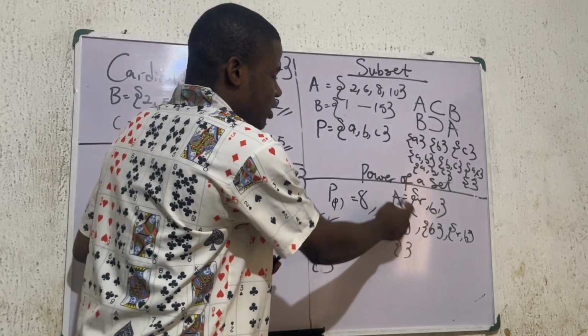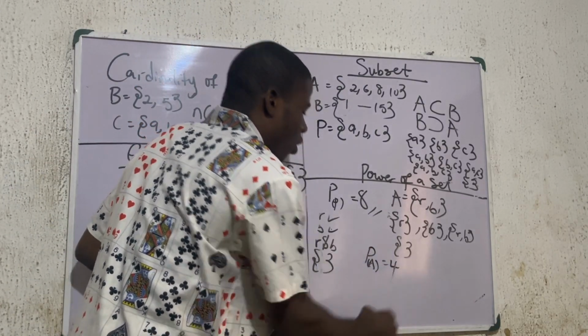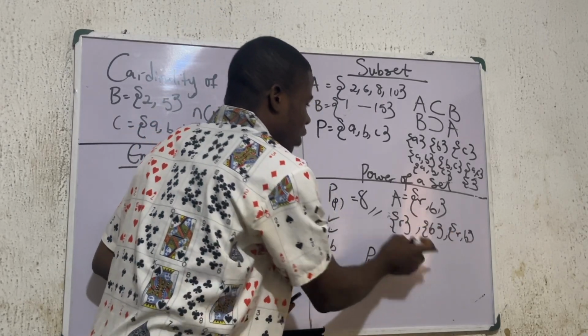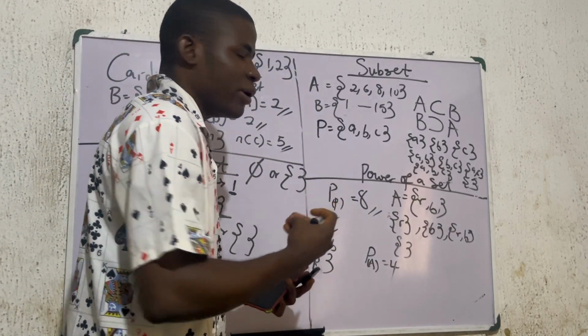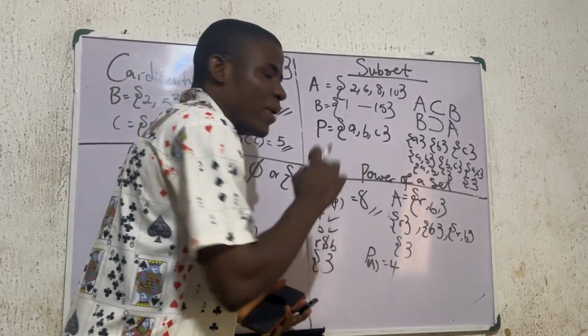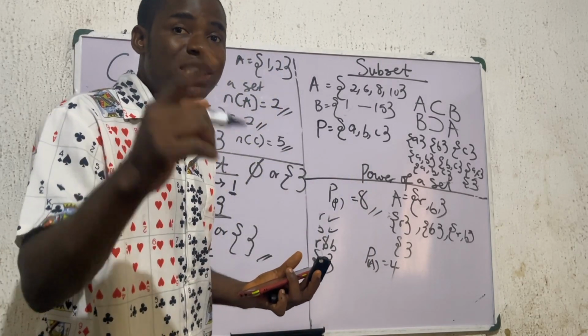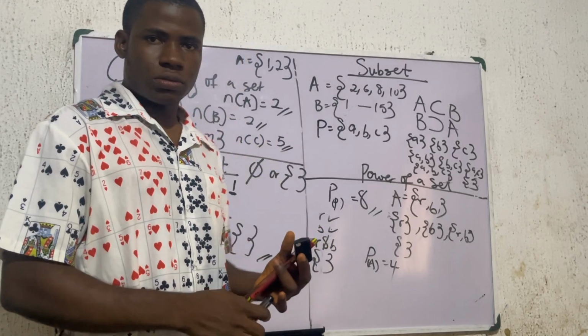So what is the power of set A? We see that the power of set A is given by 4, because the possible subsets of this set A, we've gotten 4. Now, if you're in an exam hall and these people ask you questions based on power, will you start writing all the possible subsets? Listen, most times, it's not possible.